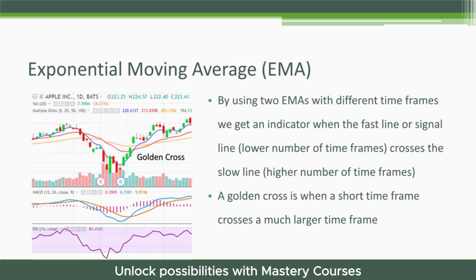A golden cross, which you may have heard talked about in the press, is when a short time frame crosses a much larger time frame. One example would be if a 50-day moving average crosses a 200-day moving average. That doesn't happen that often in stocks or in markets on a daily basis. So when that happens, you may hear reports about it in the press.